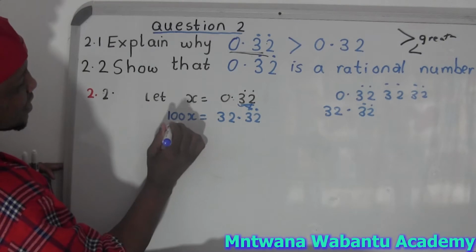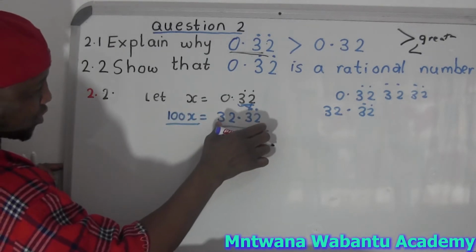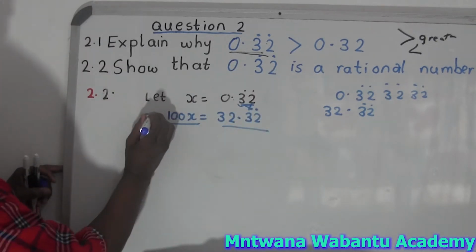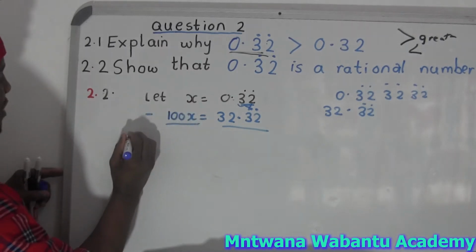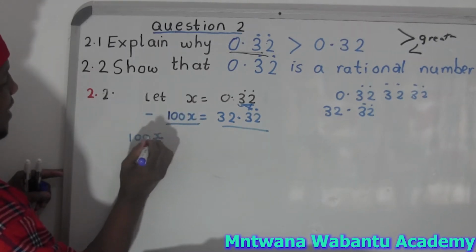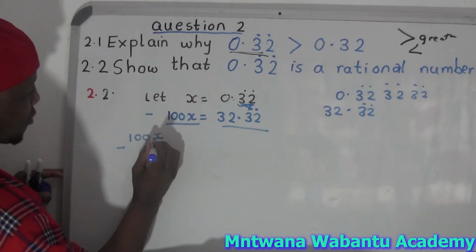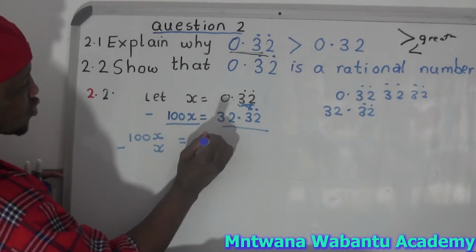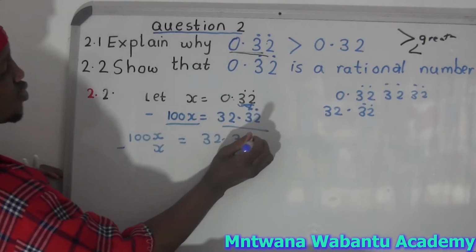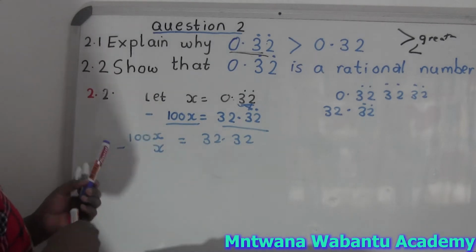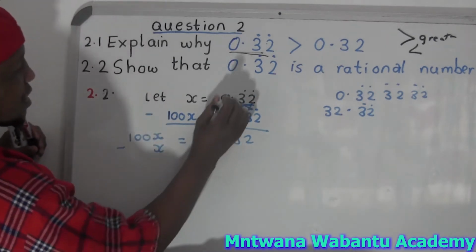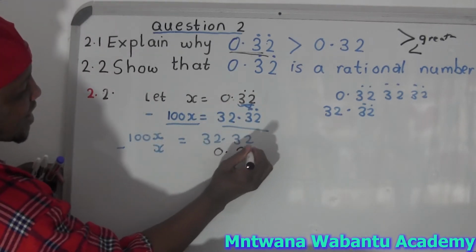So what we're going to do is take the bottom minus the top. So we take this minus that. You can just say 100x minus the top one, which is x, equal to 32.32, and then we minus 0.32.